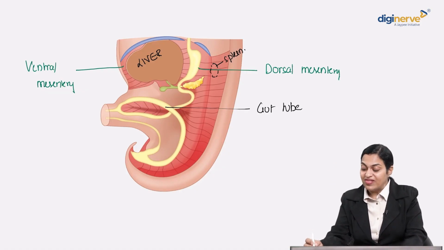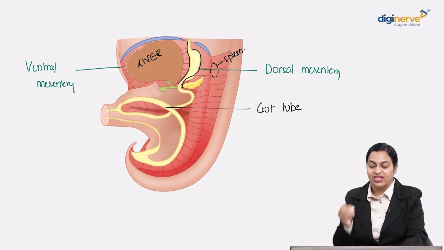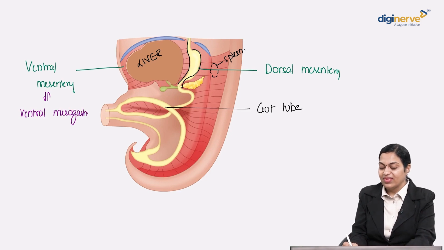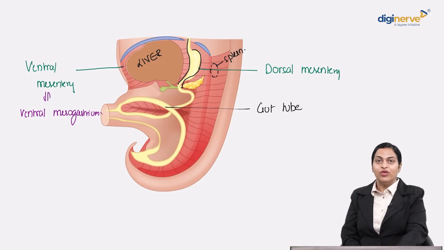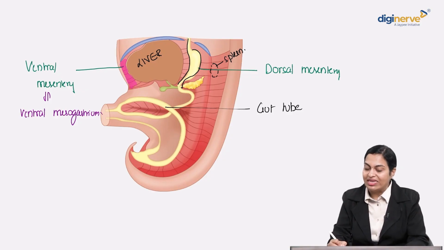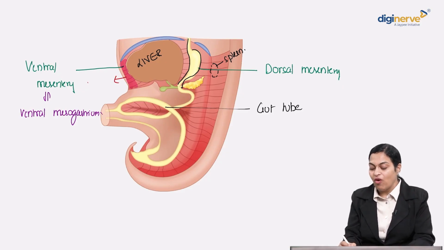The ventral mesentery is going to persist only in the region of the stomach. Hence, we can even call it the ventral mesogastrium. With the development of the liver, this part of the ventral mesentery that lies between the liver and the anterior abdominal wall forms the falciform ligament.